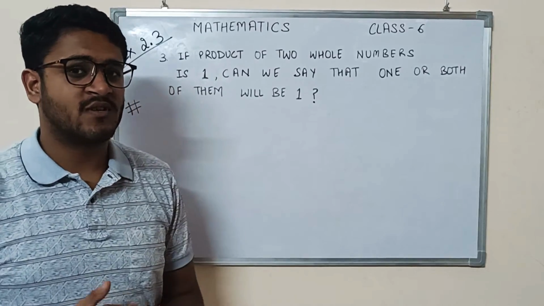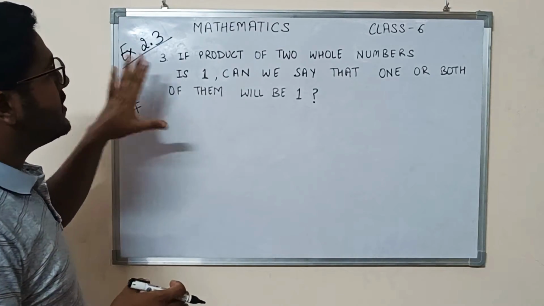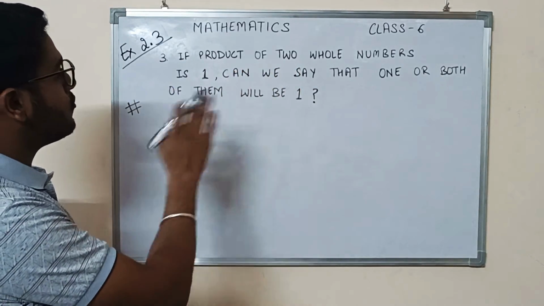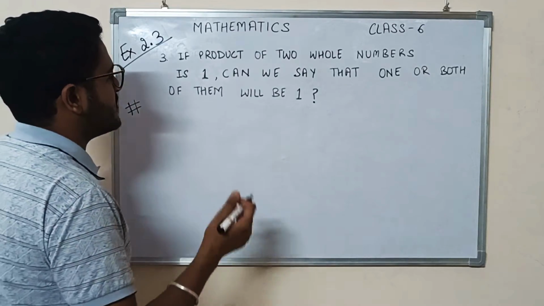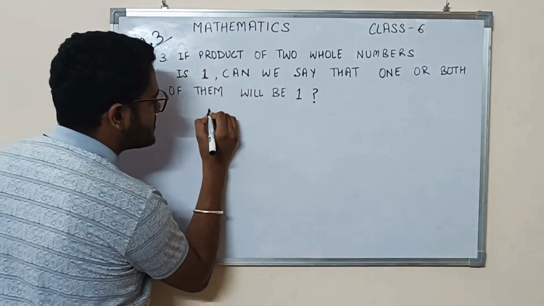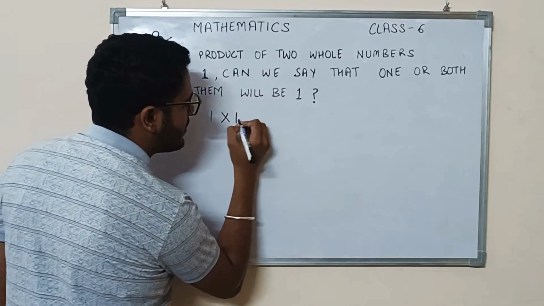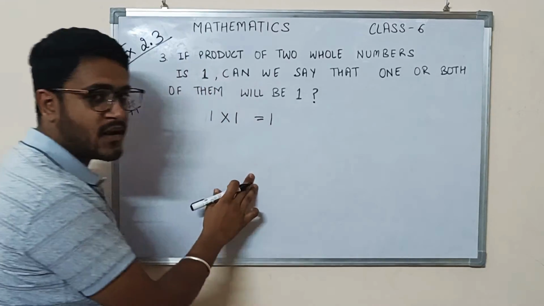Now let's move to question number 3. Question number 3 says, if product of two whole numbers is 1, can we say that one or both of them will be 1? Now again solve this question using some examples. Let's say we are doing 1 multiplied by 1. What will be the answer? The answer will be 1.